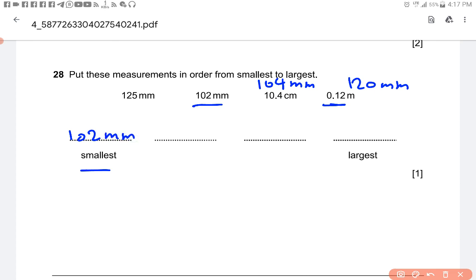Then 104, which is 10.4 centimeter, then 120 millimeter, 0.12 meter, at last 125 millimeter.